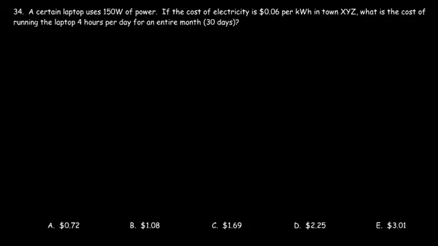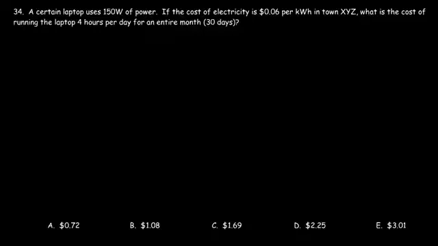34. A certain laptop uses 150 watts of power. If the cost of electricity is 6 cents per kilowatt hour in town XYZ, what is the cost of running the laptop 4 hours per day for an entire month? Well, let's say a month is about 30 days.